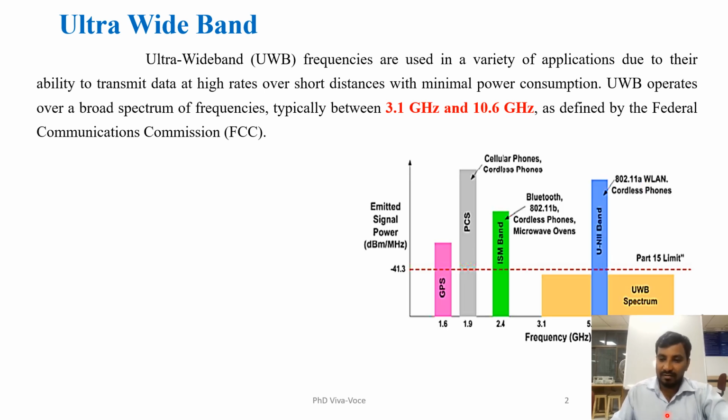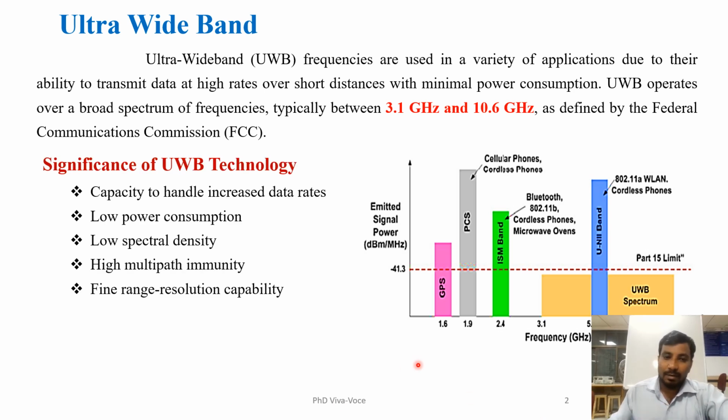There are several frequency bands that are used. Ultra wideband ranges from 3.1 to 10.6 gigahertz, in which you have several frequency bands and several applications. So we can make use of this ultra wideband antenna for different kinds of applications for data transfer.